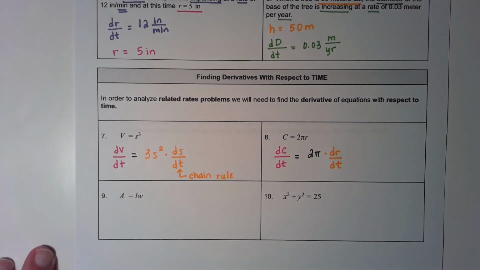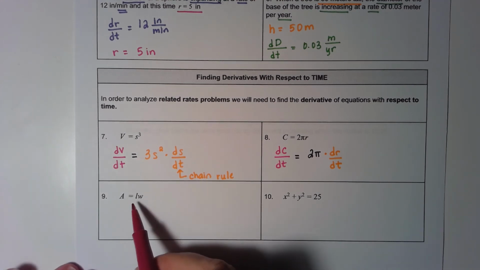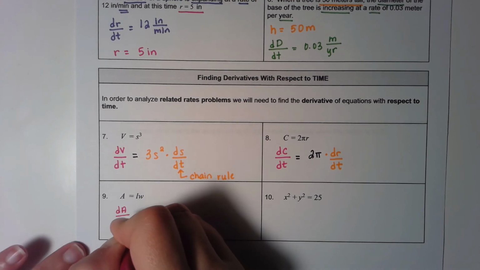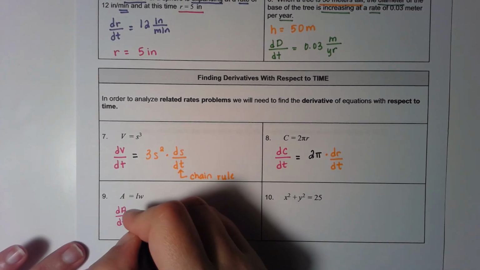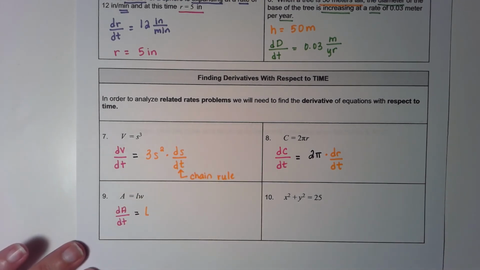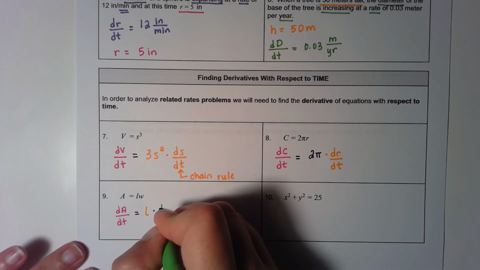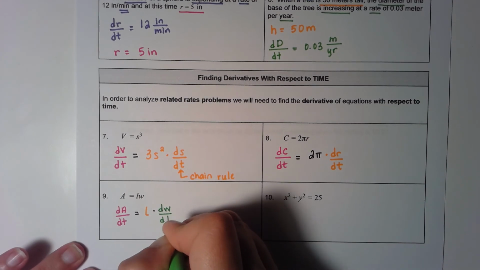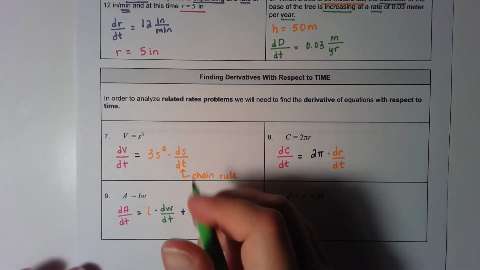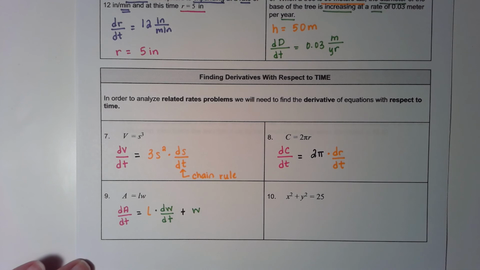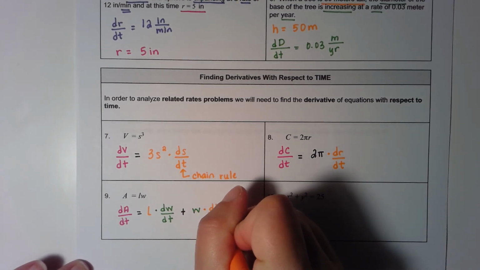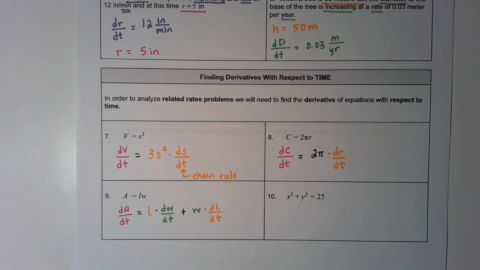For problem number 9, you can see we're actually going to have to use product rule because we have L times W. So we're going to have dA over dt is equal to, now product rule says copy the first, so L, take the derivative of the second, so times dW over dt to show the derivative of W, plus copy the second, so I'm just going to copy the W, times the derivative of the first. So I'm going to write down dl over dt to represent the derivative of L.